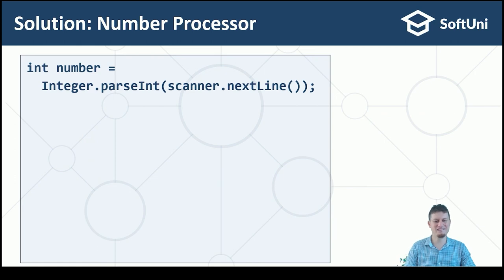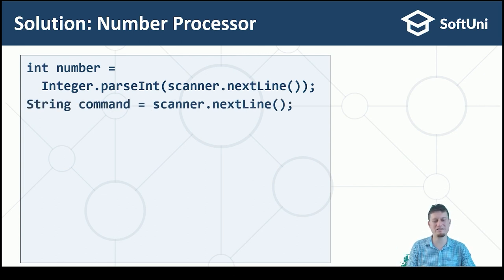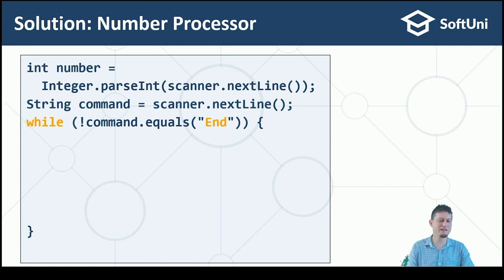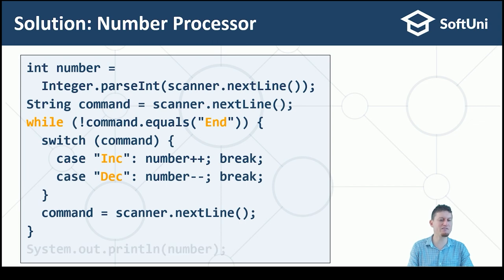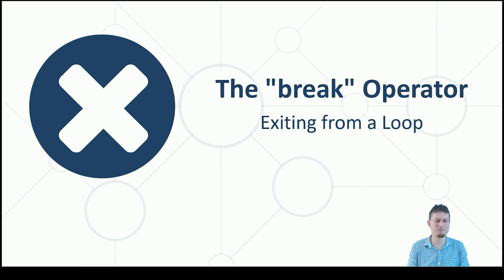Okay, let's see the solution I had in mind before the start of the lesson. I read the number, but as a whole line, not as nextInt. Then I read the command. If the command is not end, I execute the command if I recognize it. Maybe we should have a default here and print an error message. And finally, at the end of the while loop, I read the next line again. And I print the number. Finally, because this is the output from our program, the end result.